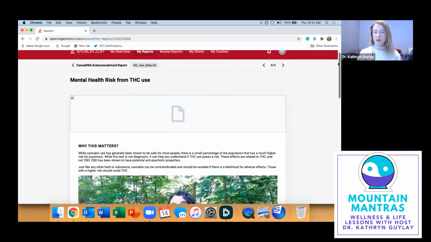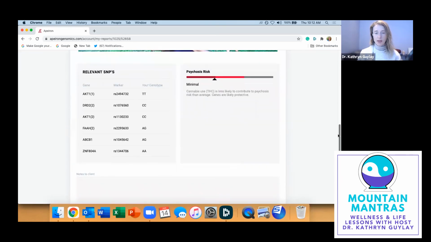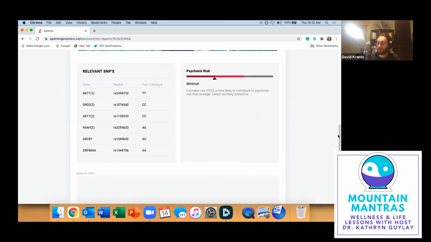Mental health risk from THC use. Very important stuff. Okay, so you're on the minimal side. So this is something that I wouldn't be concerned for you about. Even most people that come out in the middle, I'm a little more cautious, but you really want to look at family history with this. If you have a history of schizophrenia or psychosis, there's a much higher risk. THC is generally safe for most people, but there's a small amount of people that it does seem to trigger a break from reality that goes beyond just being high.